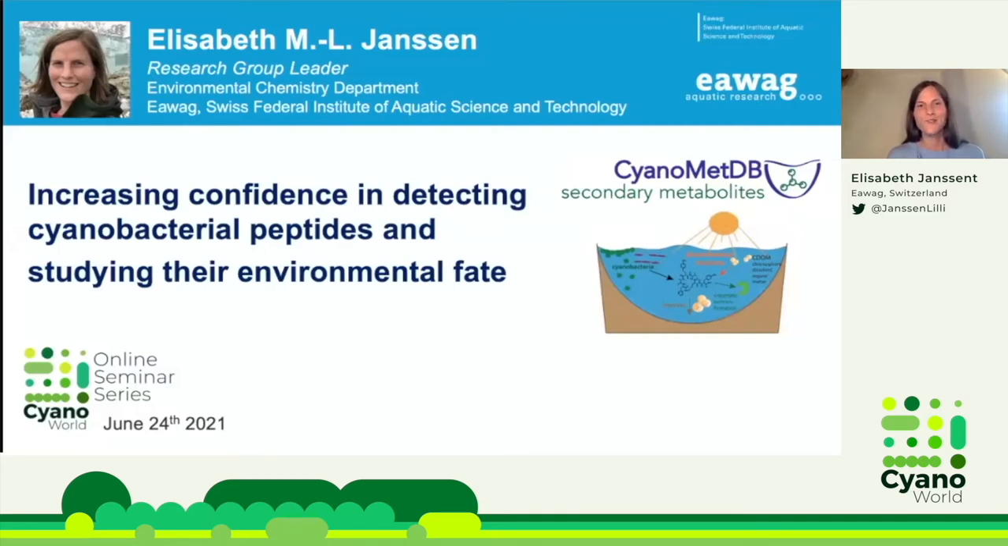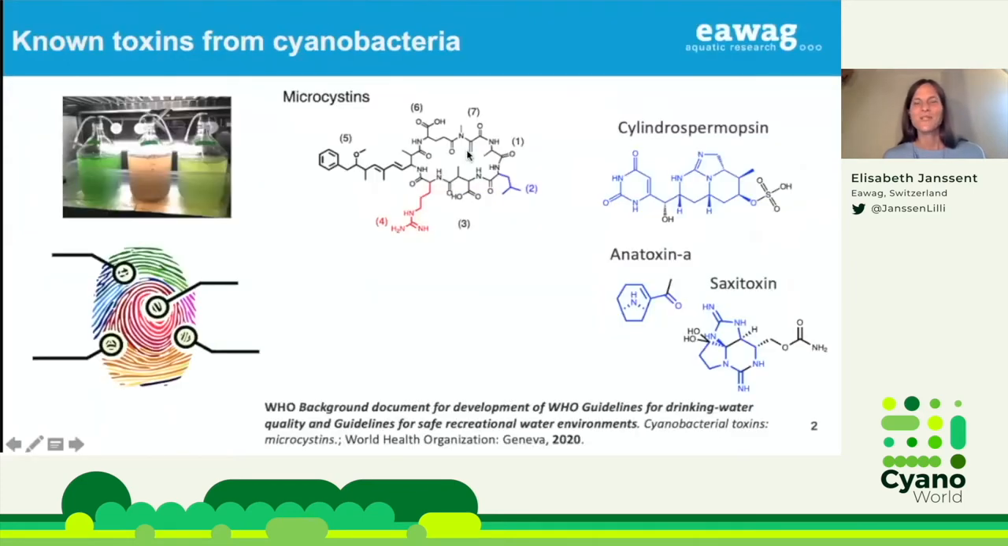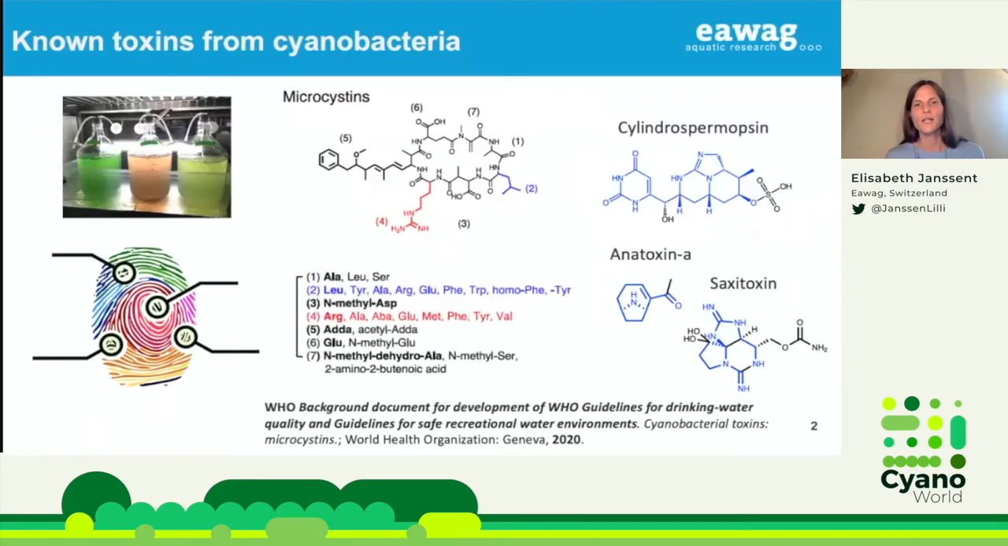So, to warm up slowly, we start with the known toxins from the World Health Organization. As of this year, we have a few more on the list: cylindrospermopsin, anatoxin, and saxitoxin, in addition to microcystin, or microcystin-LR, that you see here. But we all know there is a longer list of other metabolites that cyanobacteria produce. For the microcystins alone, around the core structure we have the variable building blocks in the peptide, indicated by the small legend here to some extent.